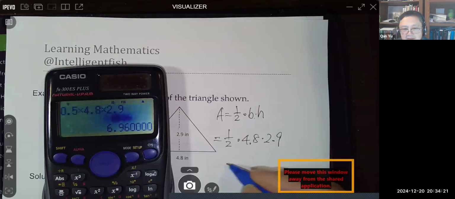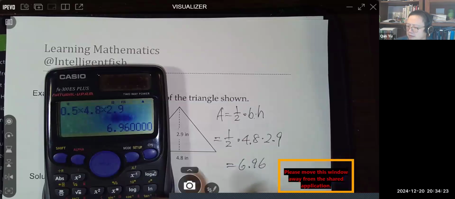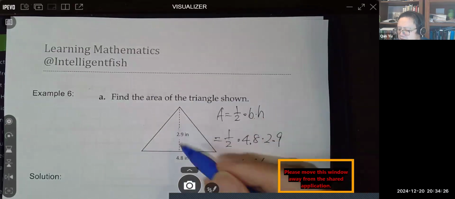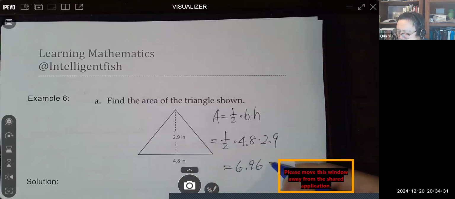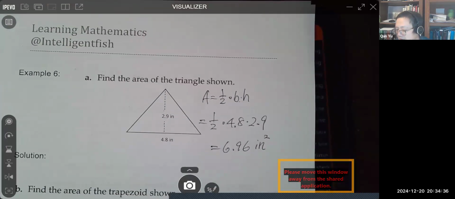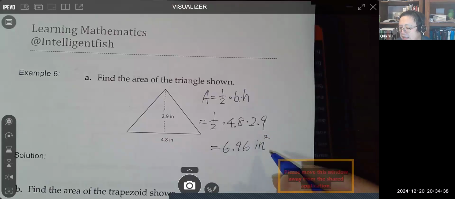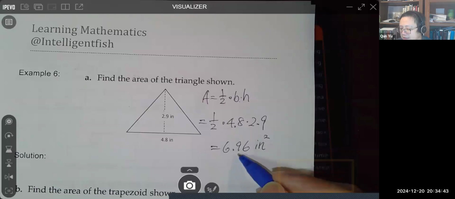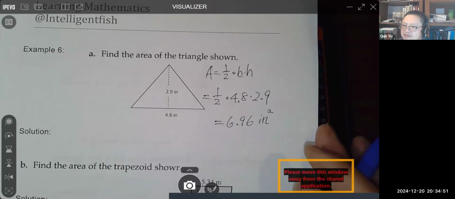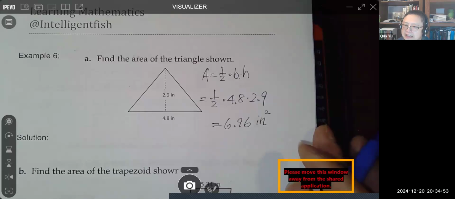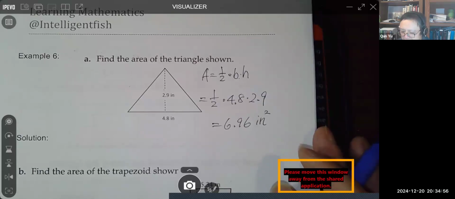So we get 6.96. Whenever we have some measurement, we want to carry the unit. Area has a unit of a square. So this inch, we're going to have square inches. Make sure you have the unit, because if no unit, if people mistake this as foot, 6.96 square feet versus 6.96 square inches. How much difference between those two? 144 times difference. It's not a tiny bit of difference, it's a huge difference.